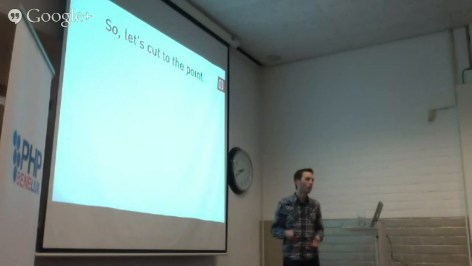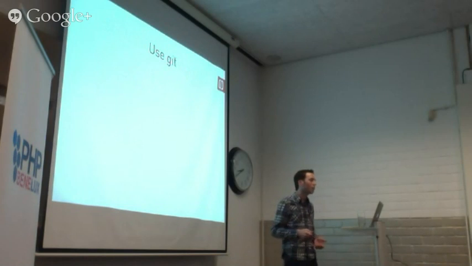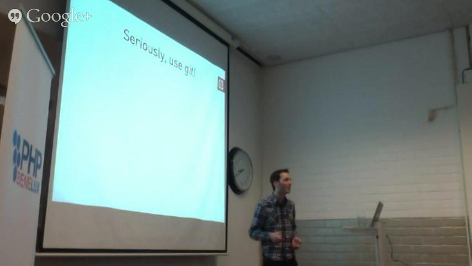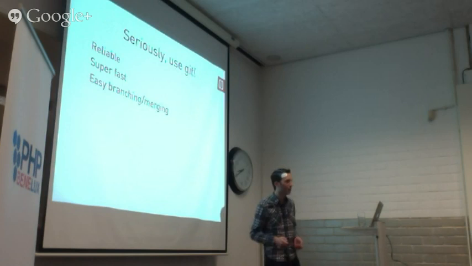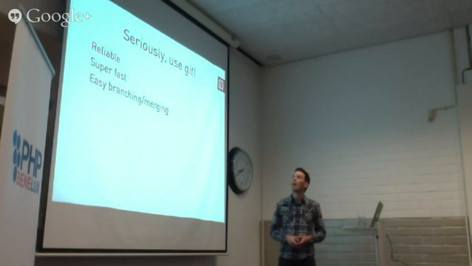And to do all of this, I want to cut to the point, just use Git. I know there's a lot of discussion about it, but I mean it, use Git. It's reliable, it's super fast, it has easy branching and merging. I think it's the quickest versioning there is. And that's very important, because you want your deployment script to be as quick as possible.